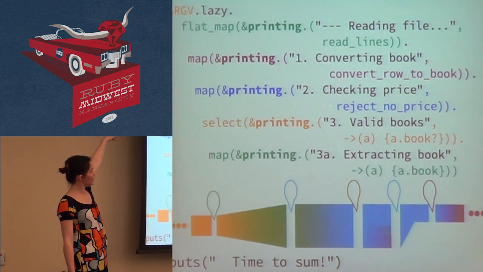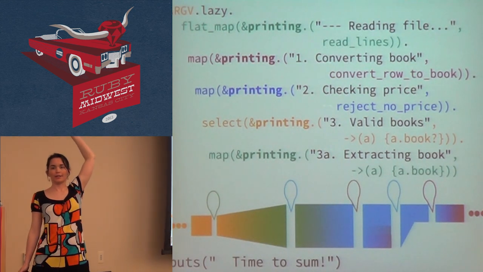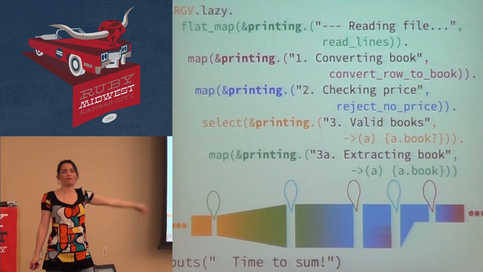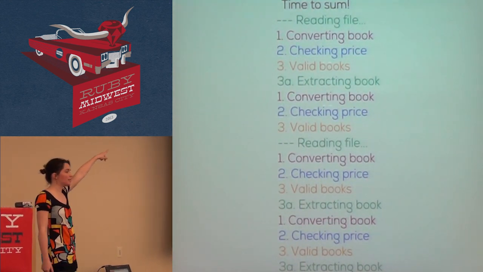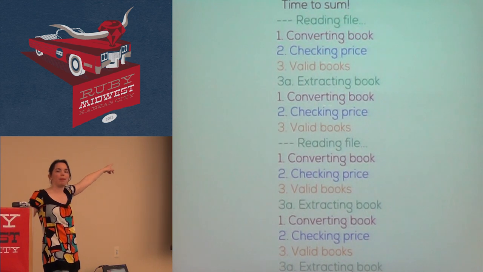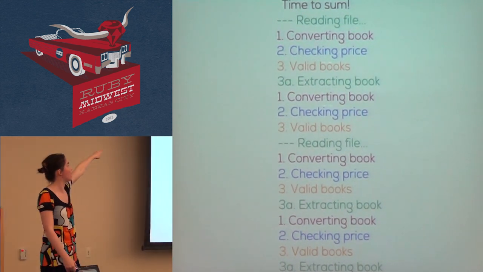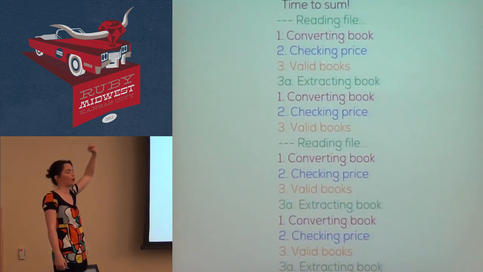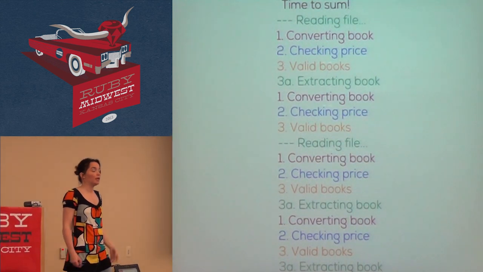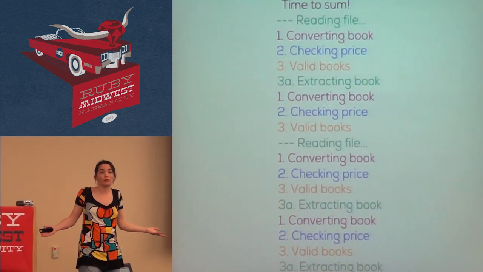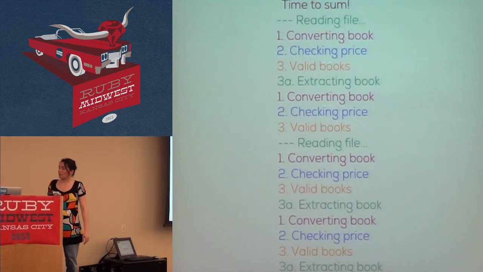See those five characters at the top? argv.lazy. Poof, done. I thought this was going to take a couple hours. It took five characters. Now we get this. Notice, the time to sum is at the top, because nothing happened until we asked it for the information output. And then it read one file, it converted one book, it checked one price, and so on, one at a time until it got done. This scales with larger and larger input files.